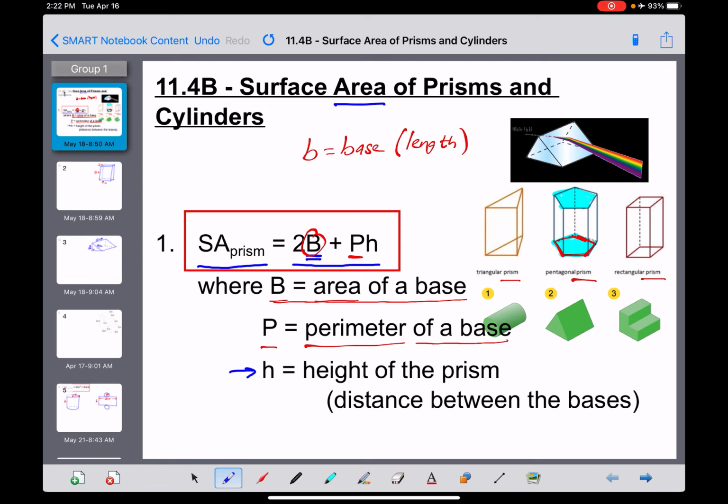H pretty obviously stands for height, but I would really like you guys to write it down and try to learn it, that what we really mean by that is height of the prism. So that of the prism is important, but that still doesn't explain it too much. This, you guys, is what you really need to know right here. That when we're talking about height of a prism, what we mean is the distance between the bases.